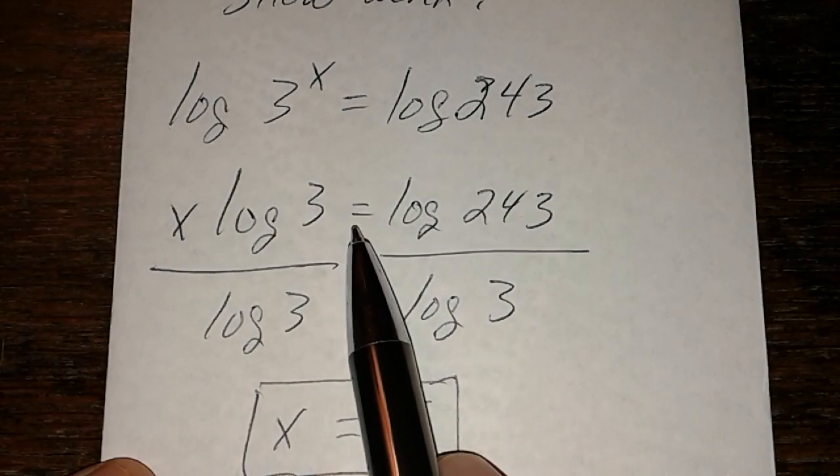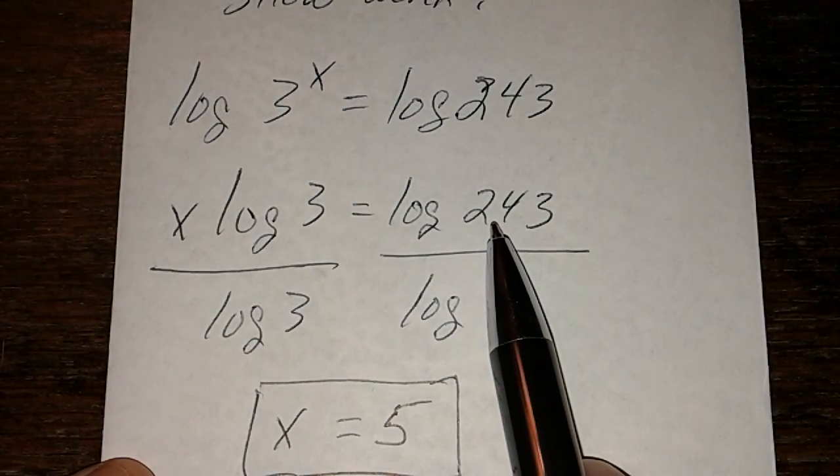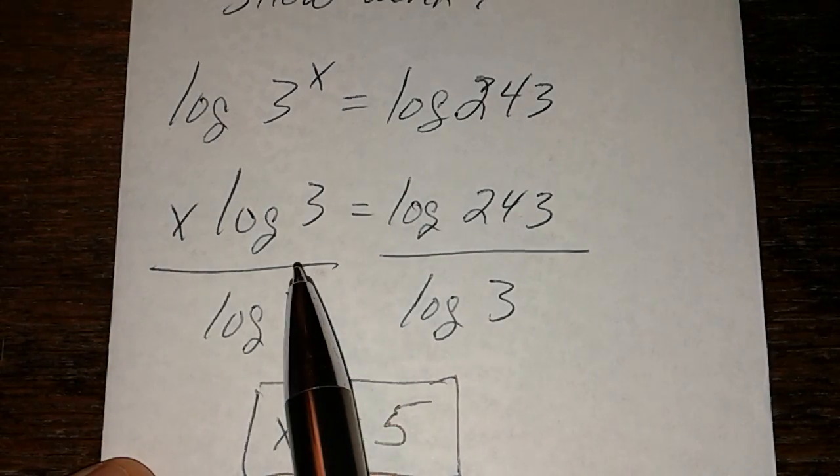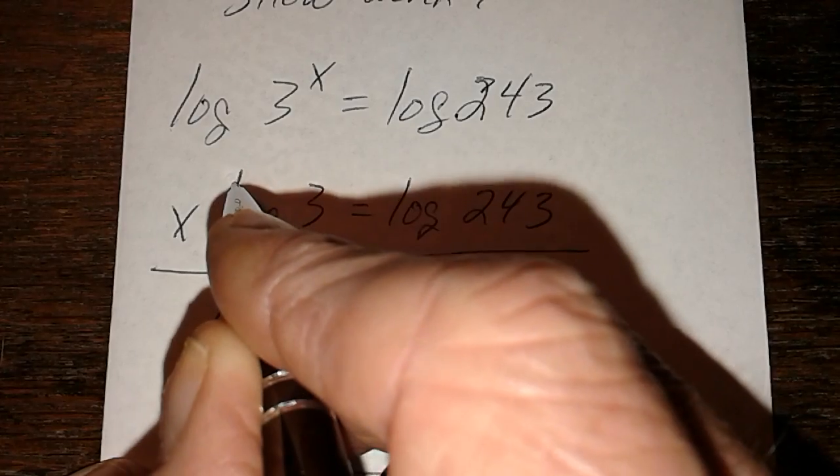So my equation now says x times log 3 equals log 243. And the third step, I just want to see you divide this log 3 away from the x. You guys can mark it out here.